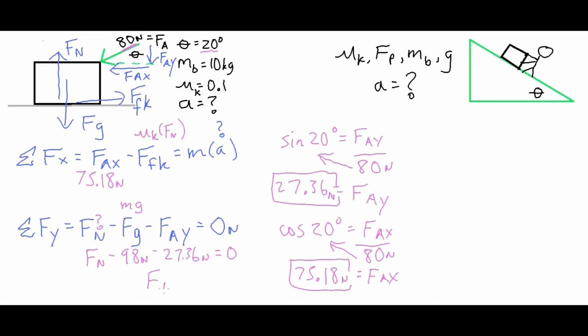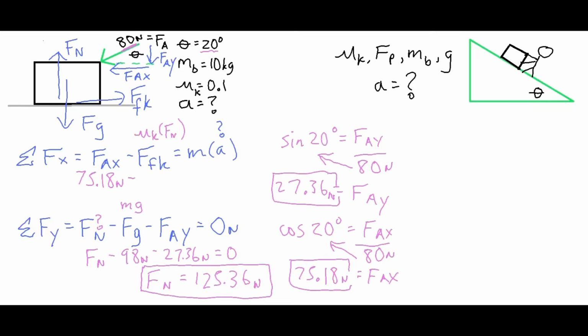So I'm going to solve for my FN by adding 98 and 27.36 to the other side. And then I got 125.36 newtons. Now remember, FN isn't equivalent to FG in all cases if there's some other vertical forces. If it was just sitting at rest, then our FN would be equal to FG, but since I have a little downward force shoving it into the ground along with the FG, the FN has to be able to counteract both of those, so that 125.36 is obviously bigger than my 98 from the FG.